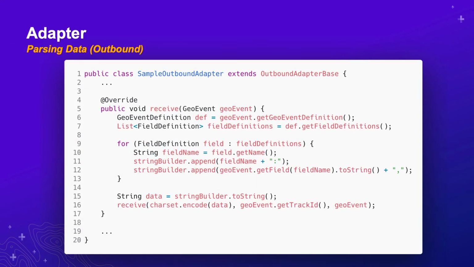For the outbound adapter, you will need to override the receive method. This will allow you to convert any GeoEvent objects that are incoming from the inbound adapter. Once you have converted the data from a GeoEvent object back into bytes, you can pass it through the byte listener's receive method, sending it to the outbound transport.